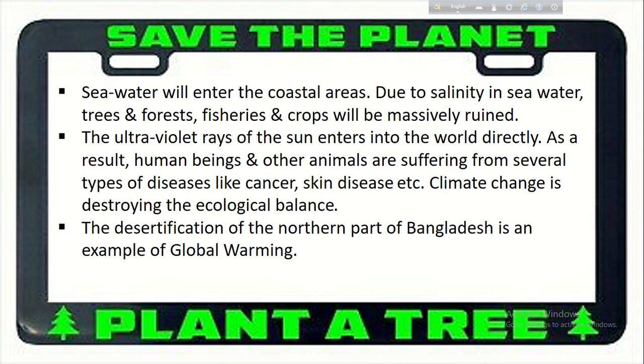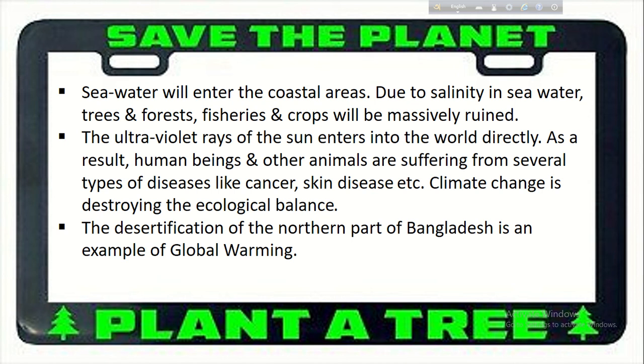People are going to cities for their survival, so the cities are getting overburdened. Then the ultraviolet rays of the sun enter the world directly. As a result, human beings and other animals are suffering from several types of diseases like cancer, skin disease, etc. Climate change is destroying the ecological balance. You have heard the names of Aila and Sidr. Two natural disasters have immensely ravaged lives and resources in the coastal areas.